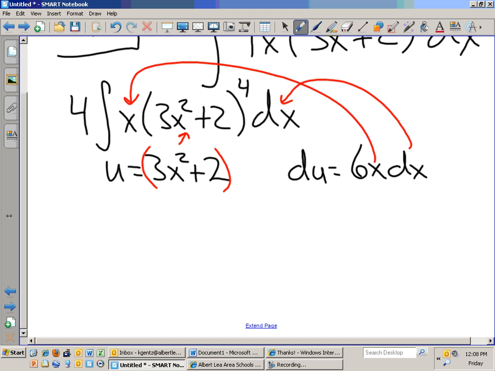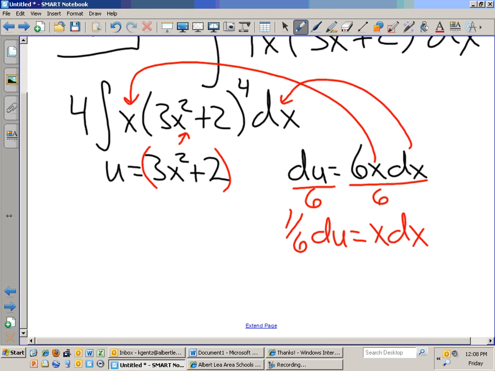What do I not have up here that I have down here? A 6. So I need to get rid of that 6. I'm going to divide by 6, and I get 1/6 du is equal to x dx. And now I'm going to be able to make my substitution. Namely, my substitution will look like this. I'm going to pull the 1/6 out front as well.